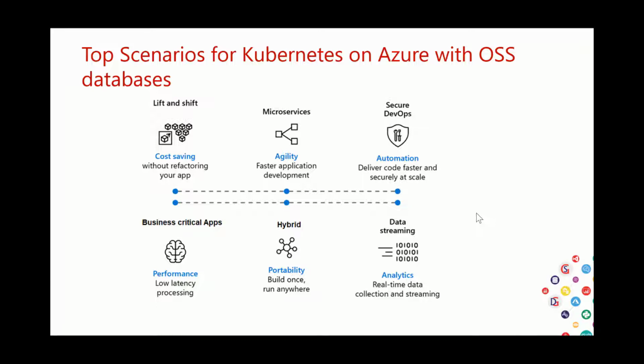You can also use Azure Kubernetes in a hybrid model. You can actually use it with Azure Arc, as I mentioned previously. You can build once and run anywhere. You can use Kubernetes and open source databases for data streaming. You can use it for real-time data collection. It helps you build various kinds of pipelines. All these scenarios are supported with Azure Kubernetes and open source databases. This allows you to build modern applications.